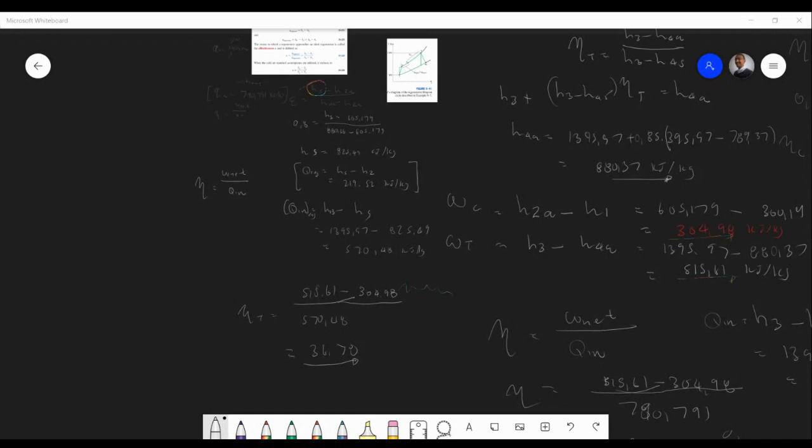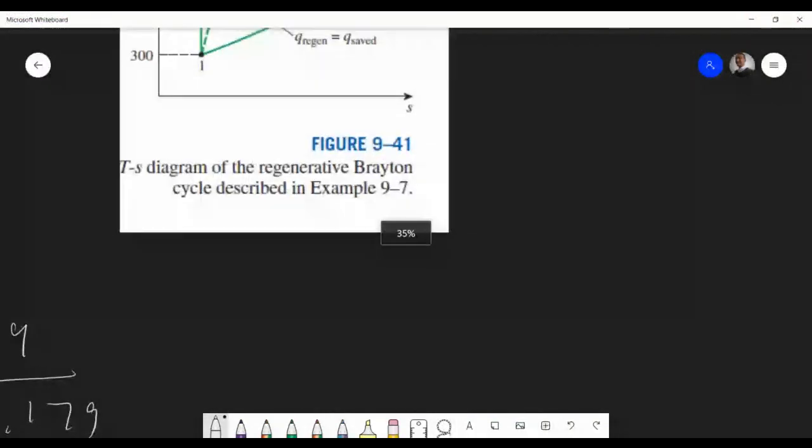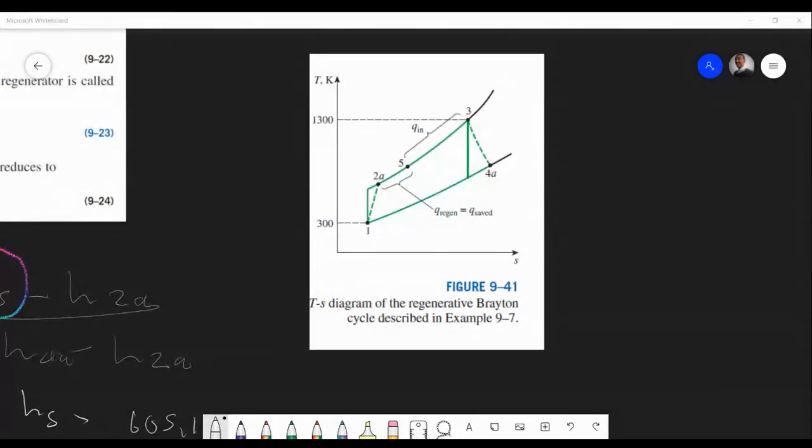Sir, can you please go through this TS diagram with its regeneration? Okay, so tell me what you know by looking at it. No, not this one, the model one, the standard one, the ideal one, basically. Yeah, that's fine.